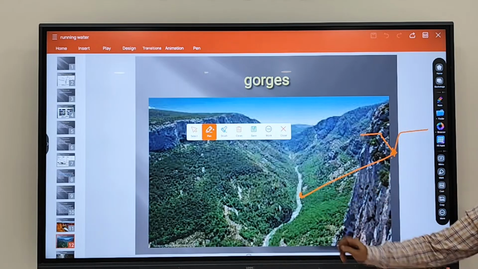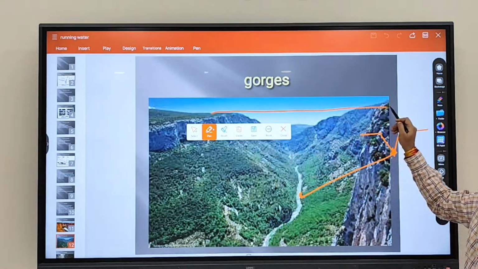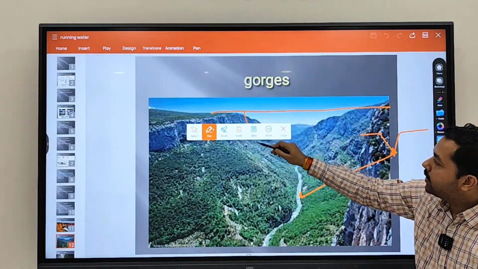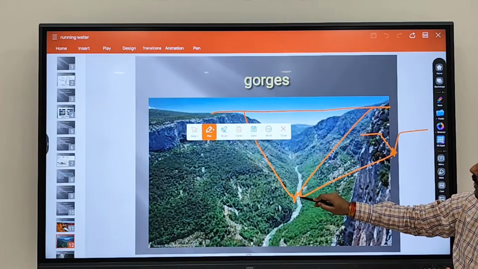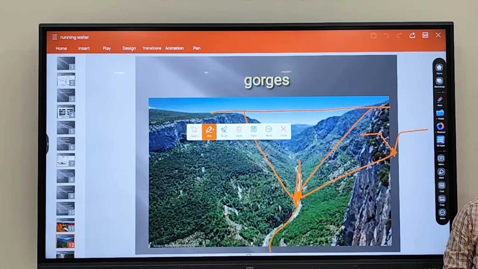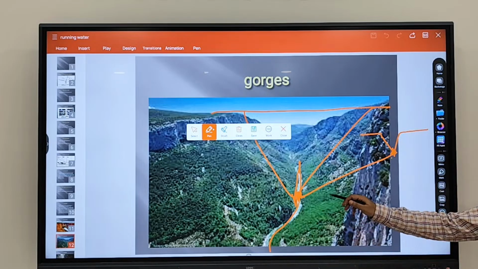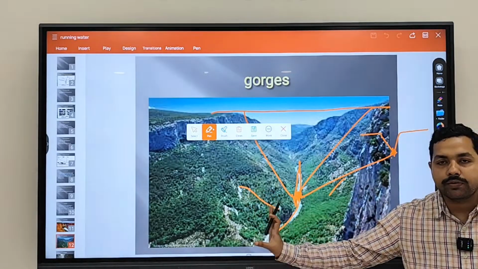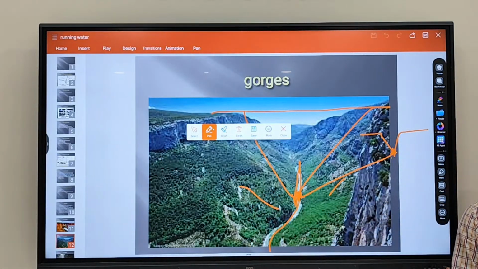Assume this is a mountain like this. When the river is able to erode this part, the river is now flowing in this narrow channel. This is called a gorge. Clear? So a gorge is a narrow channel that is created, through which the river is flowing in the upper course, that is in mountainous areas. On either side of the gorge, you are going to find a lot of vegetation.